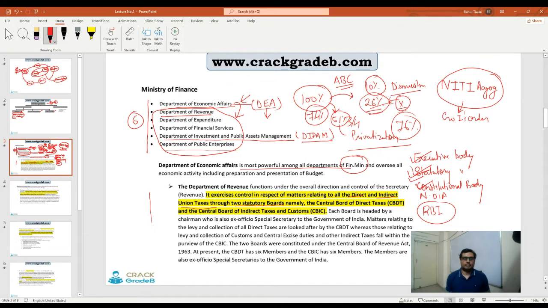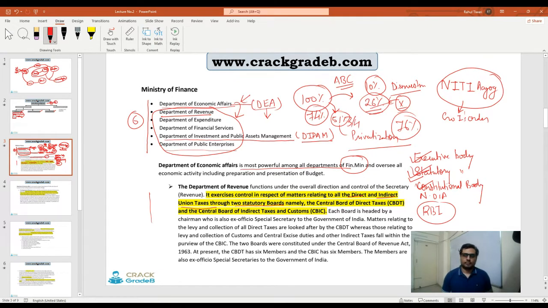Similarly, if after the next general election a new government comes to power, then that Niti Ayog is at the mercy of that government, whether they want to keep it or scrap it. They can scrap it immediately. Or if Congress comes back to power, maybe they can restore the planning commission and scrap this Niti Ayog, because all these are executive bodies formed by the order of government.